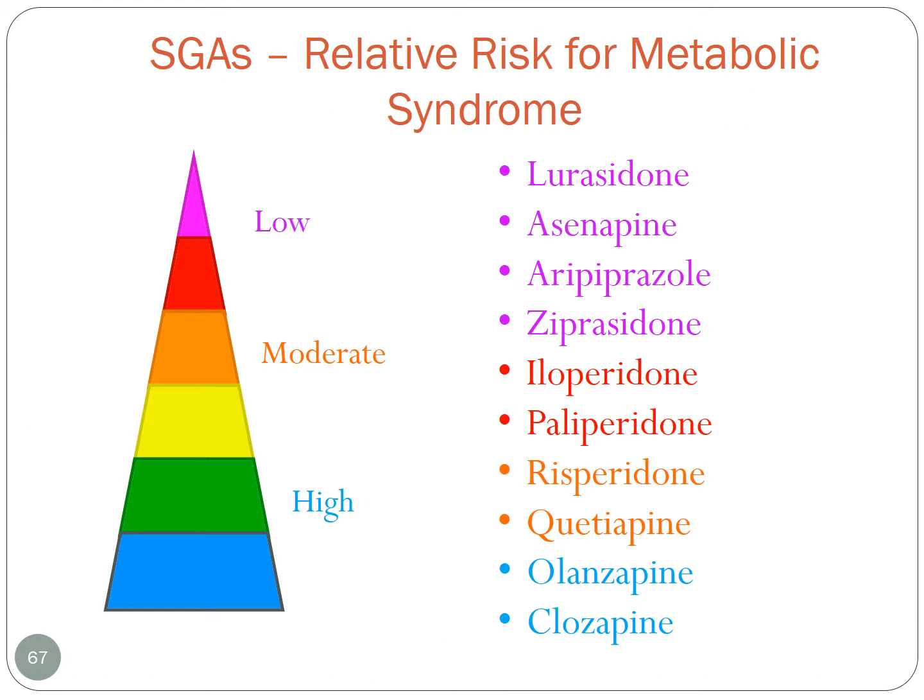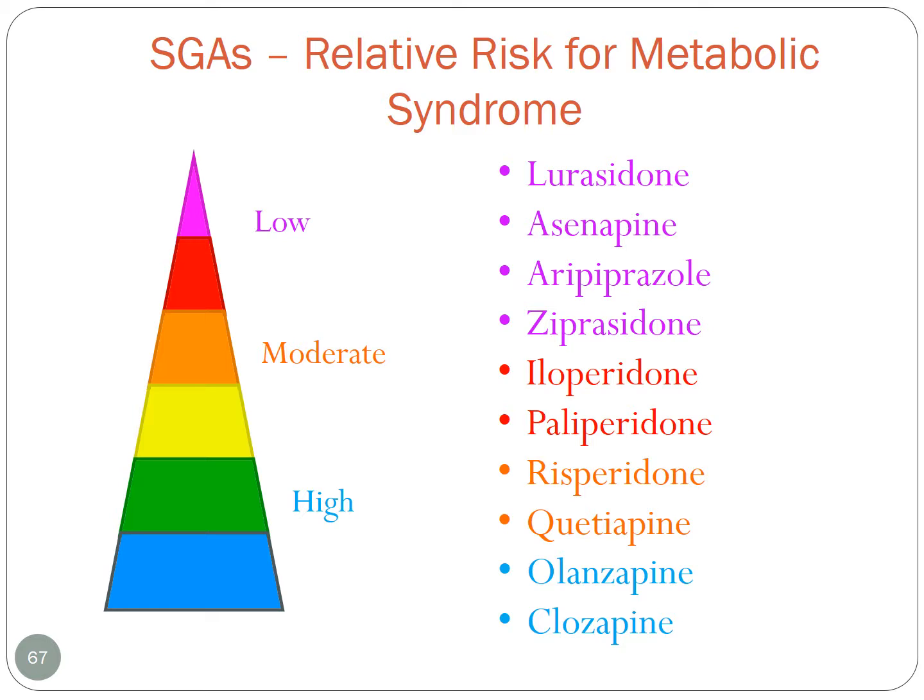This is just another visual representation of the information that was included on the previous slide, showing that clozapine and olanzapine are high risk for metabolic side effects. Risperidone and quetiapine fall more in the intermediate or moderate range, and then ziprasidone and aripiprazole are low risk.